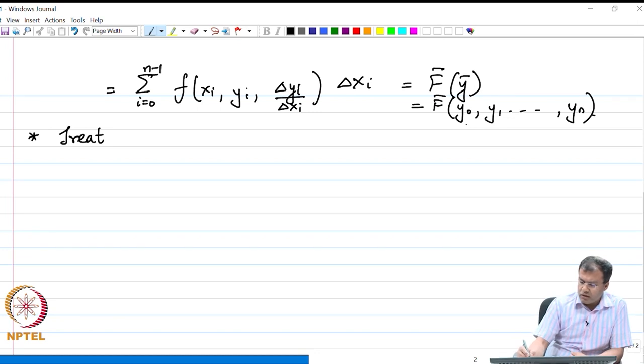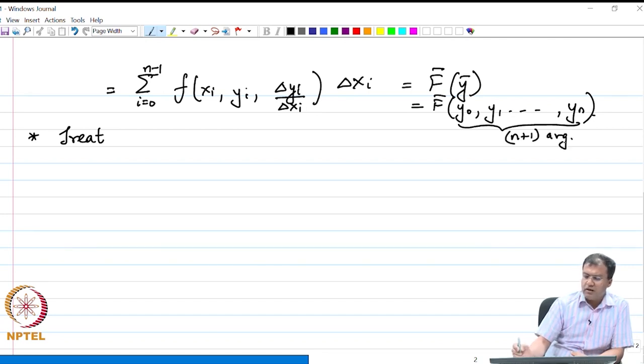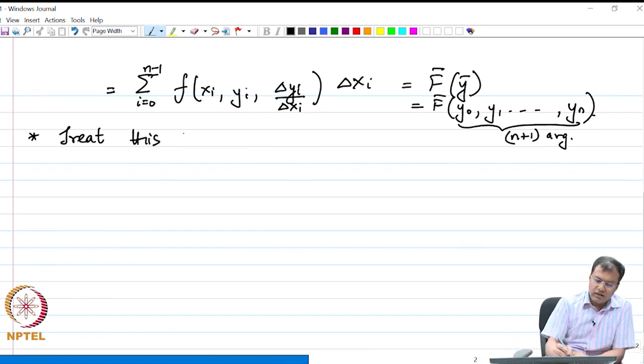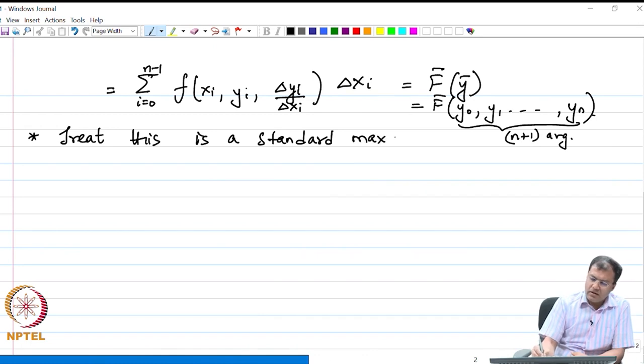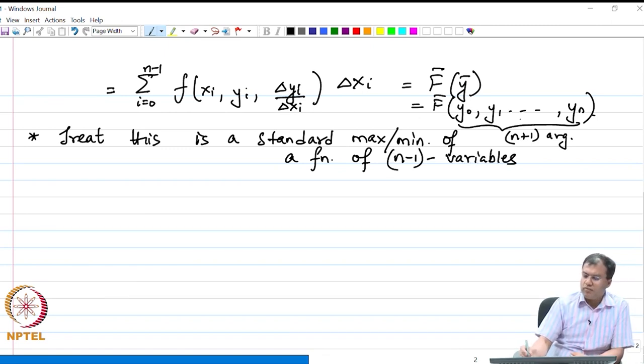Before we do that, let us notice that this particular function has n plus 1 arguments, right? However, we have 2 arguments corresponding to the boundary condition. So y_0 and y_n are the values of y at x_0 and x_n given by the corresponding boundary condition. So we treat this as a standard minimization problem of a function of n minus 1 variables, right? The 2 variables are just the boundary conditions, the remaining are the n minus 1 variables, right?